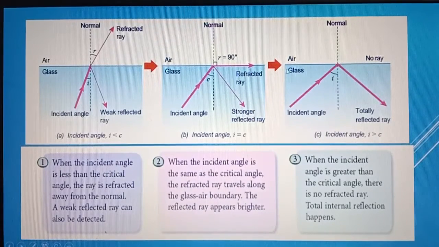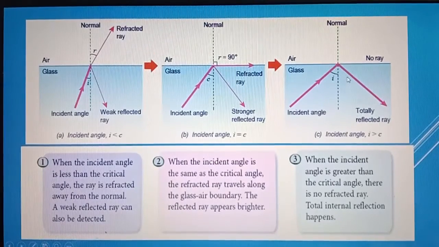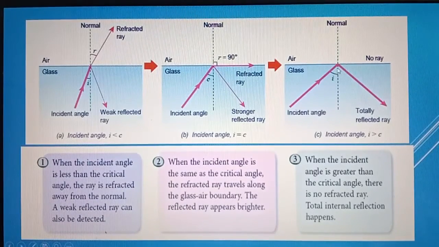Okay, let's increase the angle I greater than C. As you know before, when we increase I, R also increases. When I equals C, the light ray travels along the boundary. If you increase the angle I greater than C, of course, it will be refracted further. When refracted further, it means the light ray now travels back into the glass block. So in this situation, we call it total internal reflection, meaning totally reflected ray.